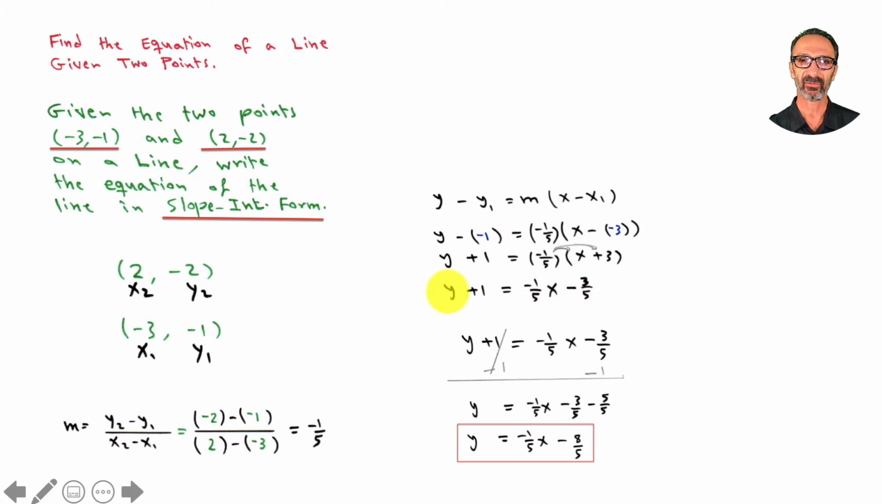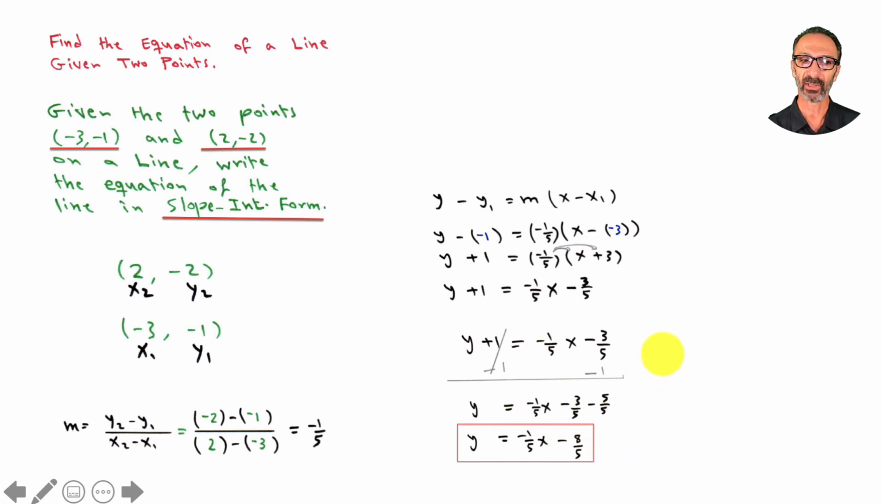To solve for y and leave y alone, because that's what we want, the slope-intercept form says y equals. So y has to be by itself. Subtract 1 from both sides, and this cancels, and this will be -1/5 x minus 3/5 minus 1. You could write -1 as -5/5, so you have a common denominator and you combine them. So -3/5 minus 5/5 is -8/5. That's my y-intercept, and we're done.